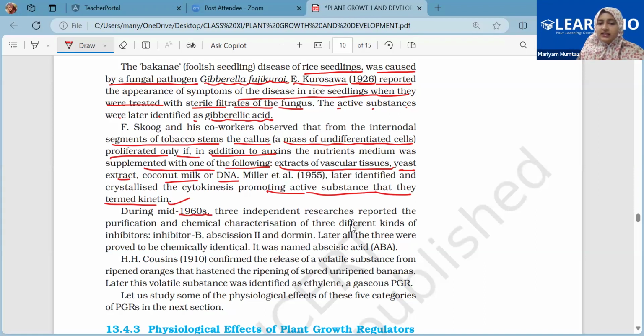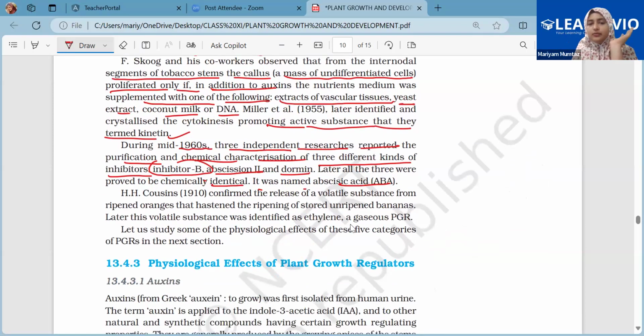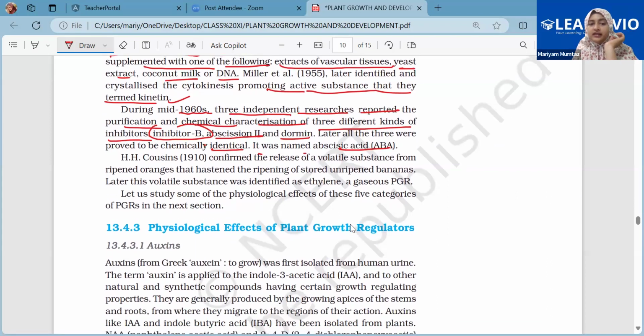During the mid-1960s, three independent researchers reported the purification and chemical characterization of three different kinds of inhibitors: inhibitor B, abscission II, and dormin. Later, all three were proved to be chemically identical. It was named abscisic acid. So whether it is inhibitor B, abscission II, or dormin, all of them cause the inhibition of the plant's growth. They were the same, like their chemical compositions were identical to each other. Because of this, they were named ABA, that is abscisic acid.